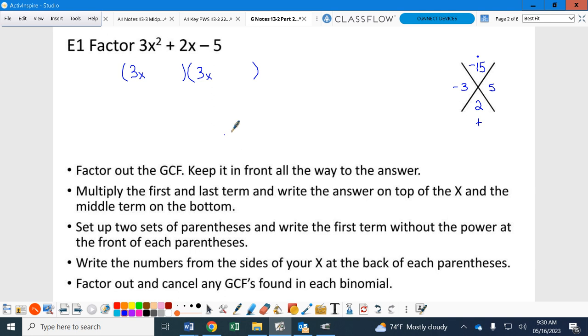Then you're going to take these numbers from your diamond and you're going to put them at the back. It's going to be minus 3 and plus 5. They go at the back. Write the numbers from the sides of your x at the back of each parenthesis. We did that. Here are the numbers.